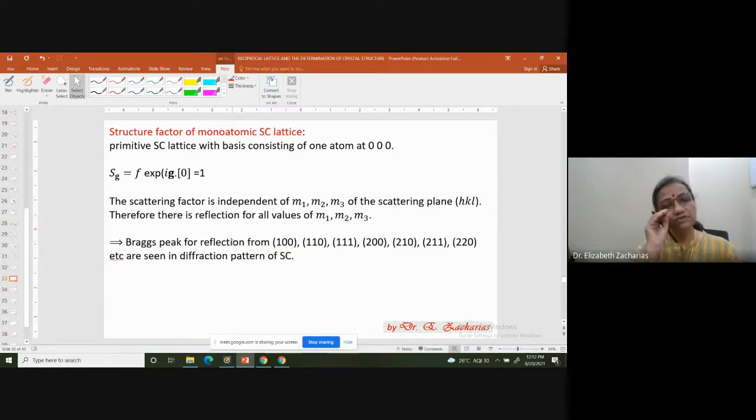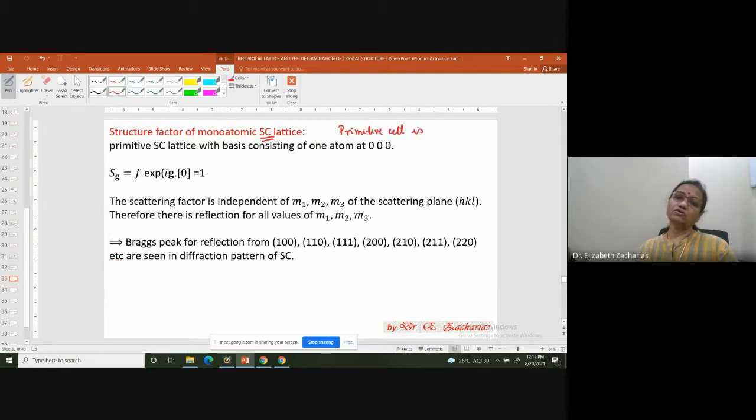Now let us go to the simplest thing. This is not there in your book, but I thought I'll just put it there. What will be the structure factor for a simple cubic lattice? What is the meaning of simple cubic lattice? Your simple cubic lattice means the primitive cell is also simple cubic.